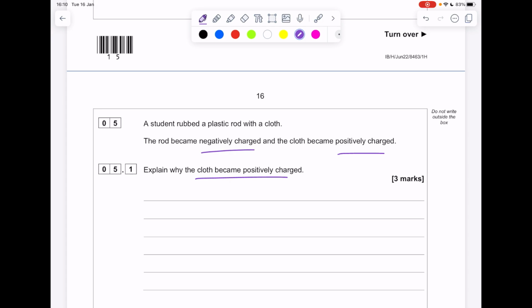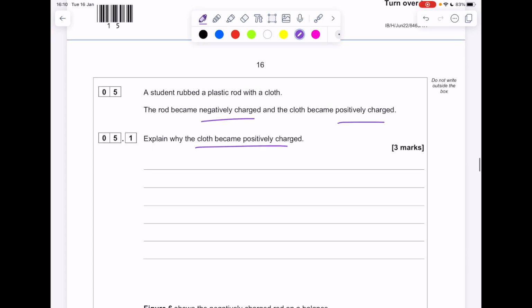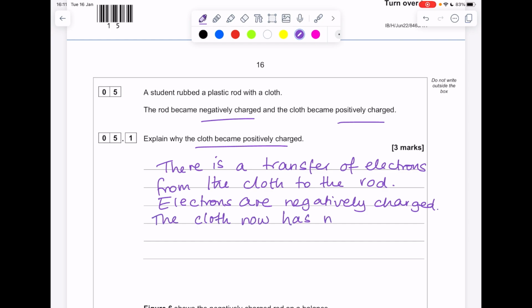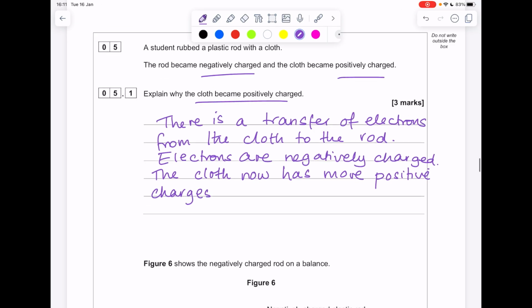So this is all to do with static electricity. We start by saying there is a transfer of electrons. Remember, they are negatively charged, so make sure you get it the right way around. From the cloth to the rod, electrons are negatively charged. The cloth now has more positive charges than negative charges.